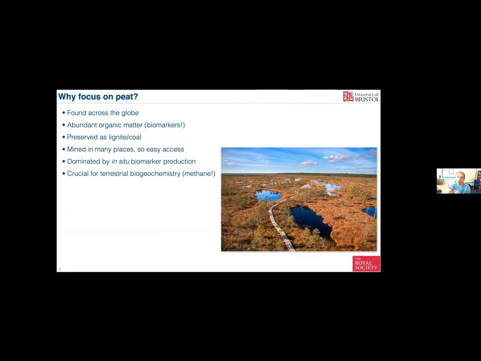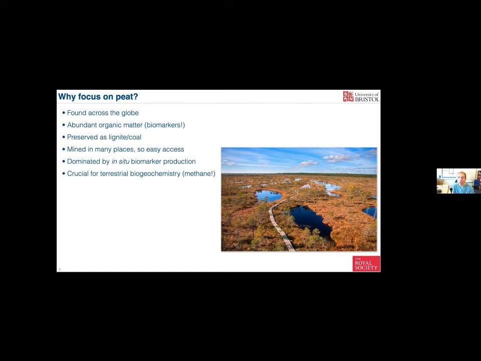First of all, peat can be found across the globe, basically everywhere where you have enough water, you can find peat. So we have peat in the tropics, in the high latitudes, mid latitudes. I mean, a lot of the UK was and still is covered by peat. Another main reason, and especially for an organic geochemist like myself, is that they're very rich in biomarkers. So we don't struggle for material. We have lots of material.